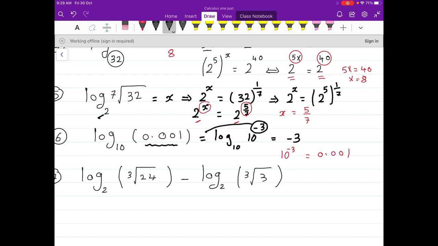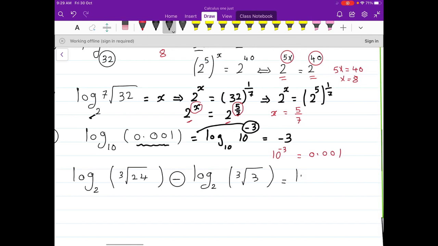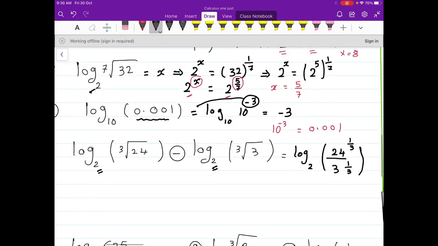How can we simplify this term? This is equivalent to, using the subtraction relation, log, and be careful, they have the same base. This is equivalent to log base 2 of 24 to the power 1 over 3 over 3 to the power 1 over 3, from the properties of the log.